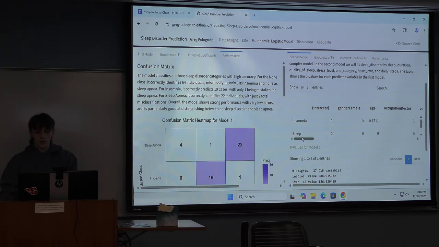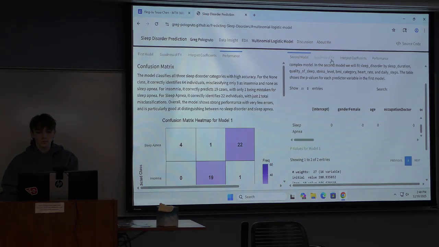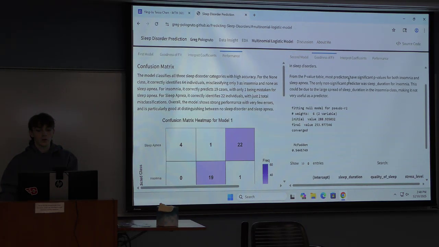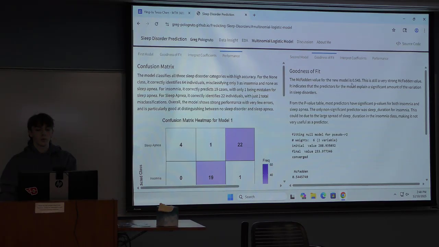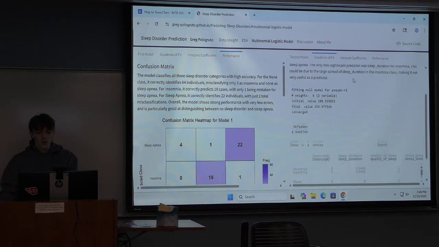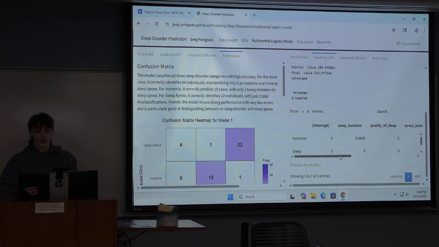As you can see, age was insignificant for insomnia. And then the goodness of my second model, the new McFadden value was 0.545. It's still extremely strong. I also wanted to look at all the p-values for every predictor in this one. So as you can see, everything was significant except for sleep duration, which was not significant for predicting insomnia.